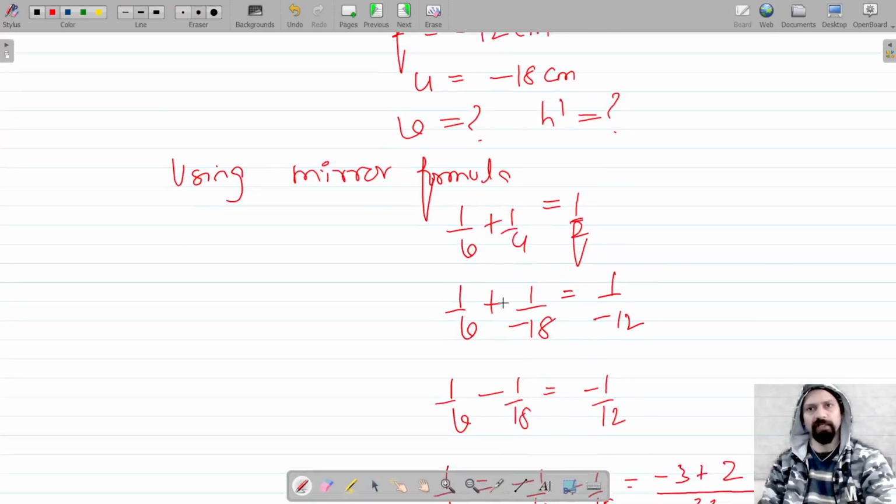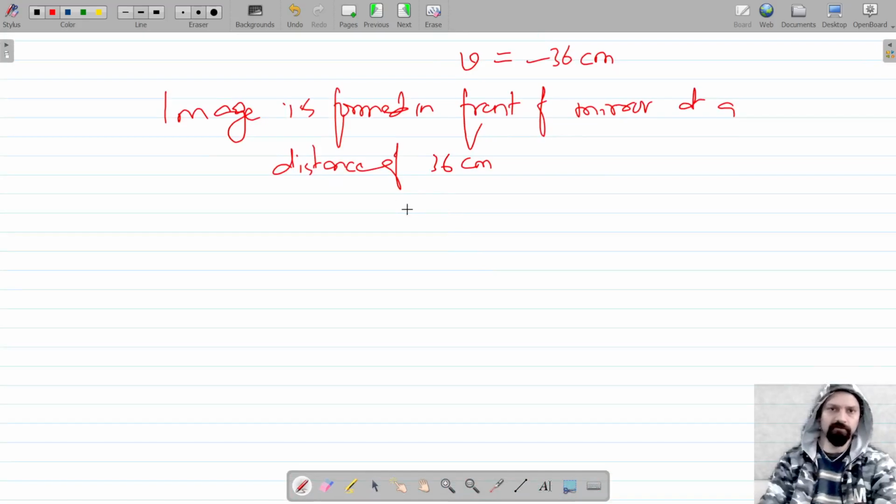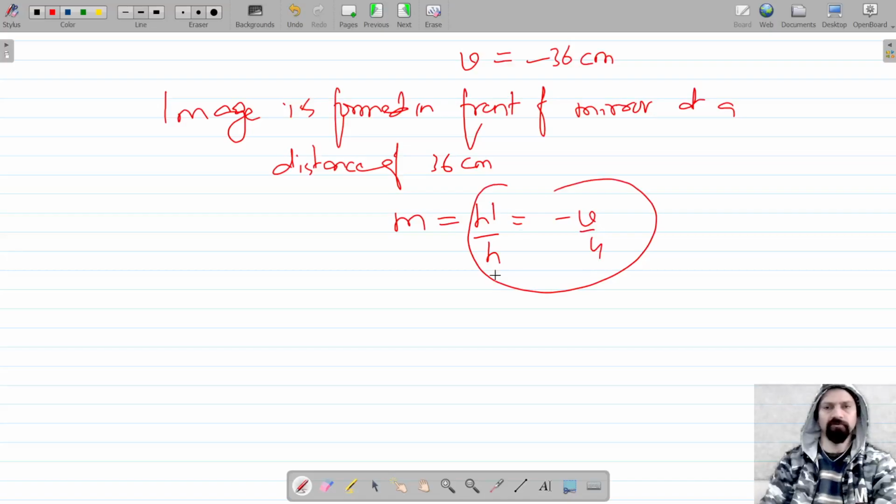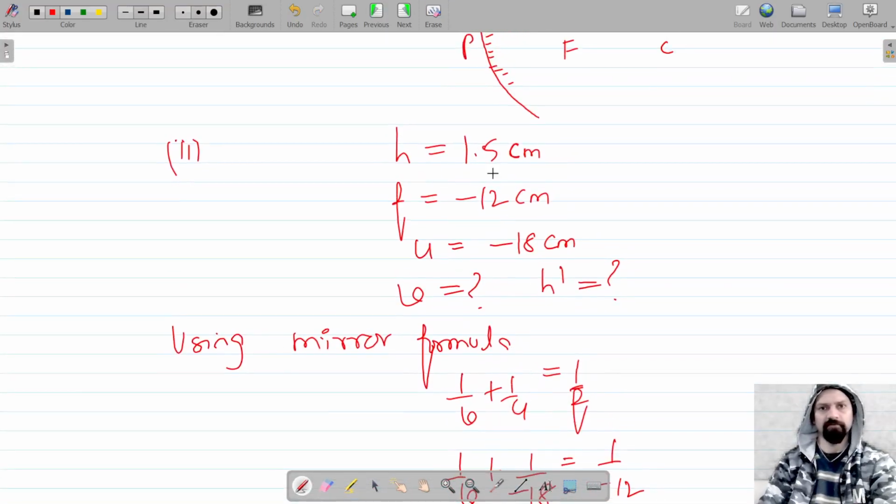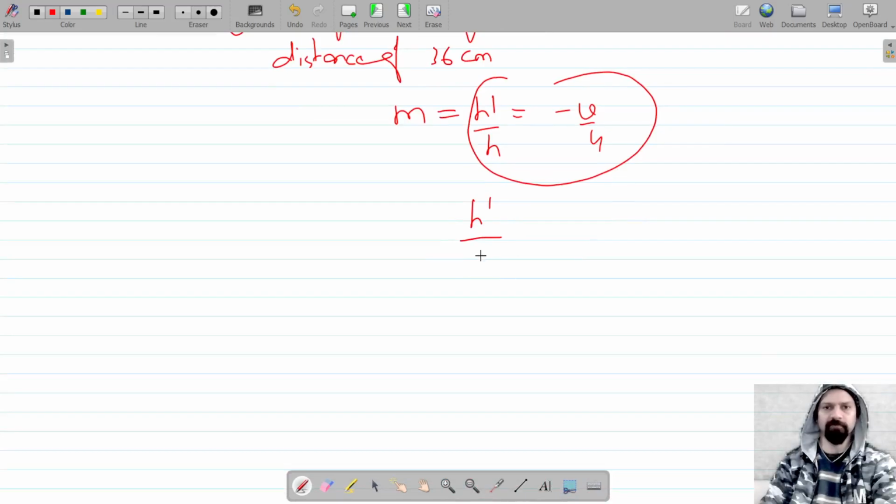Now we have to find the size of the image, and we know that the magnification in this case is h dash by h is equal to negative v by u. So we are going to use this combination. We have to find h dash, that is the size of the image. Height of the object is given as 1.5.